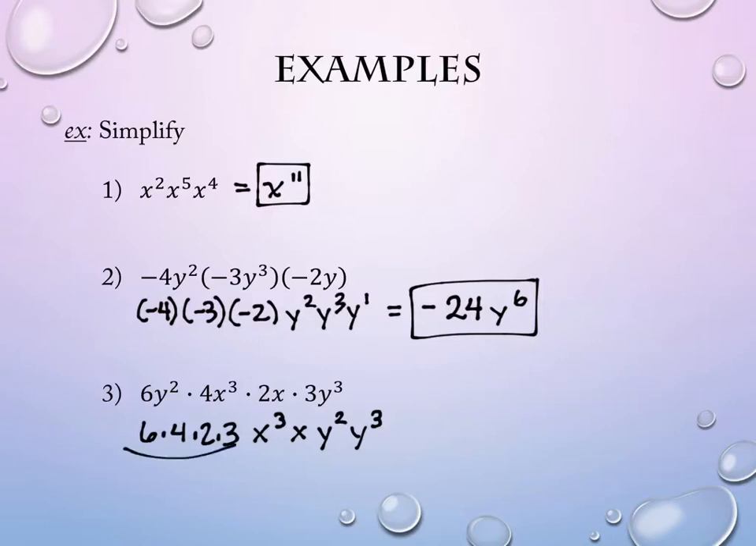So we'll multiply all the numbers together. What is 6 times 4 times 2 times 3? 144. Yes, indeed. Now I have x cubed and x to the 1, which means I have x to the 4th, more of property number 1. Then I have y squared and y cubed, which is y to the 5th. Perfect. If you want to write y to the 5th and then x to the 4th, that's cool. No problem at all.